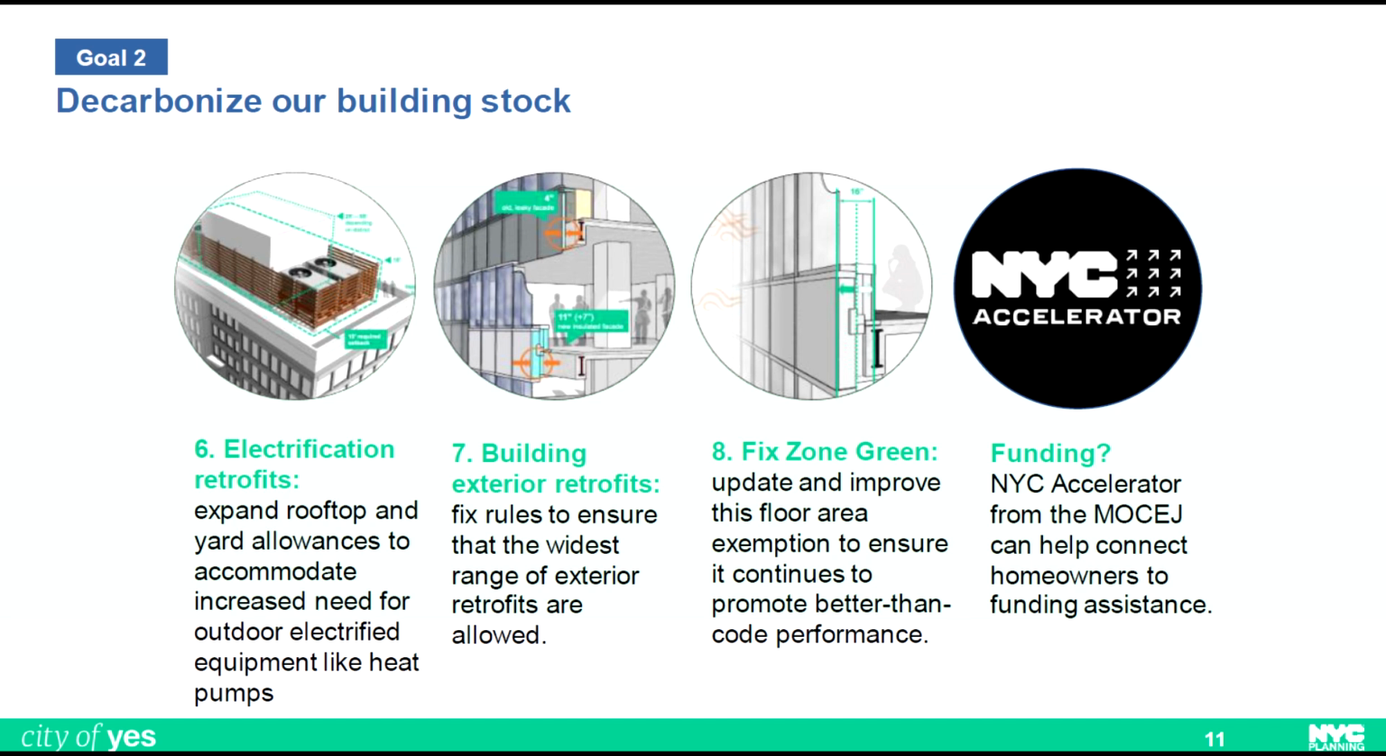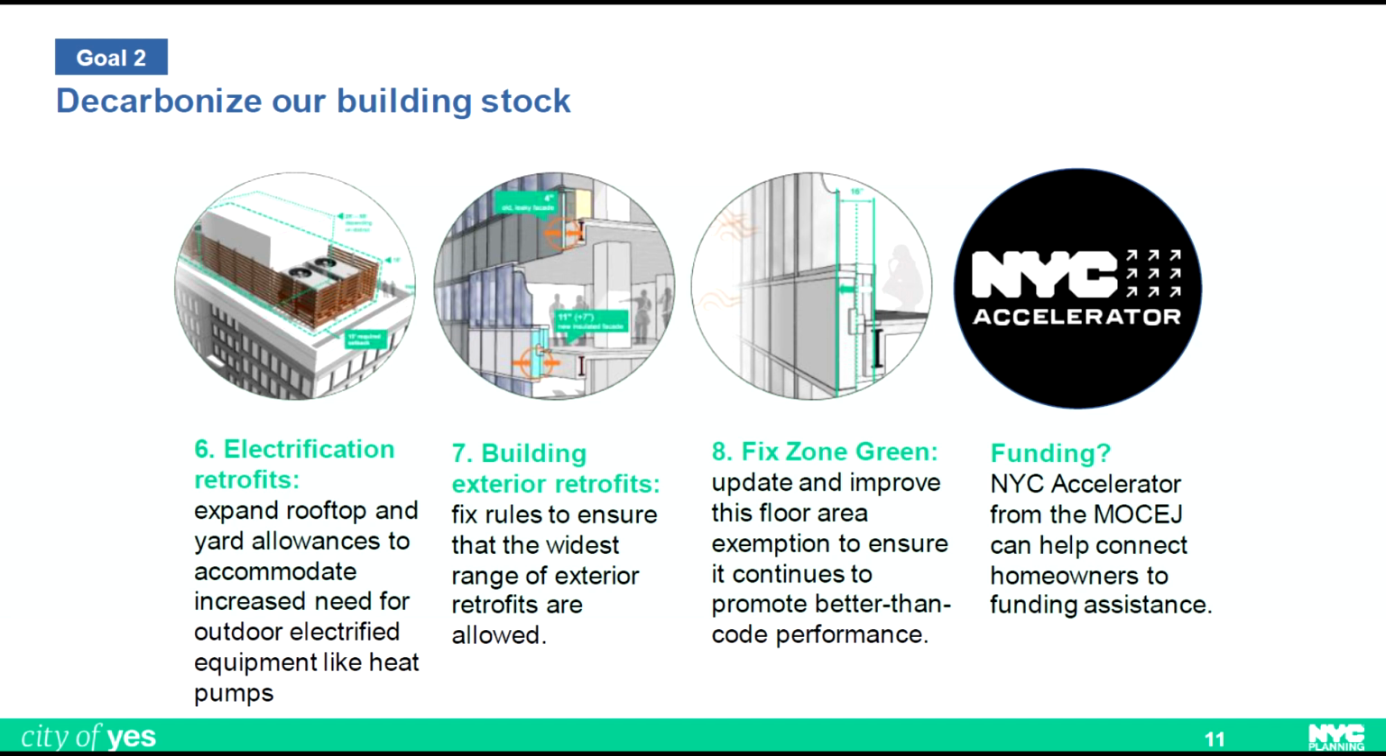So zoning can help achieve the goal of decarbonizing our buildings in 3 key ways. First, electrification retrofits. Zoning can provide more flexibility to accommodate the increasing need for outdoor equipment, such as heat pumps, which can't be located in basements or cellars, to be located above the zoning height limit on building rooftops.